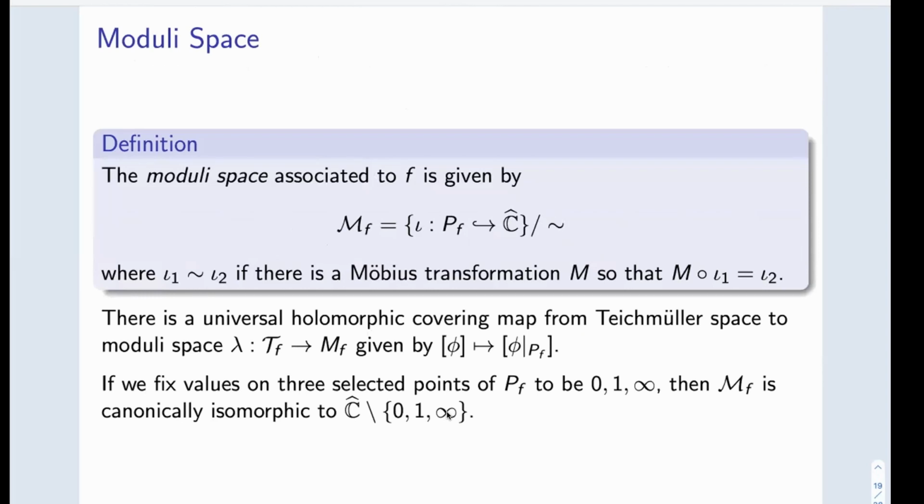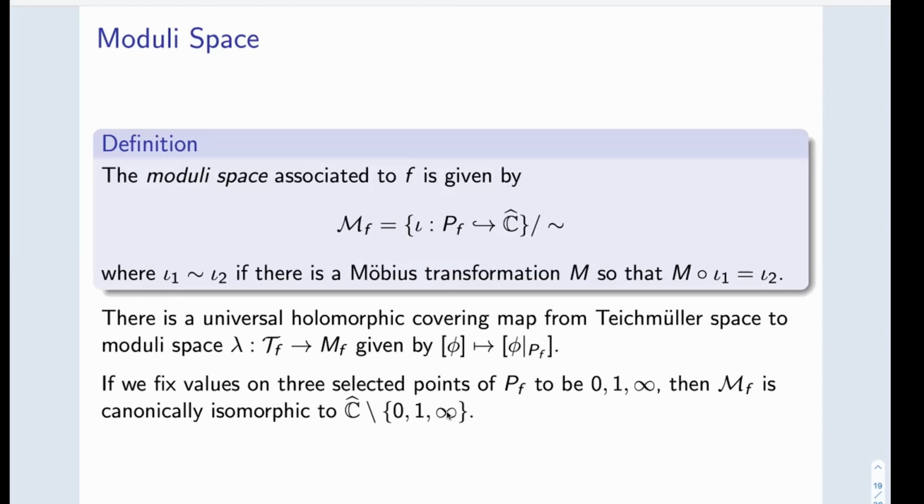But before we do that, I need to introduce an auxiliary space here that will be useful for our calculations, which is the moduli space. So the moduli space is just going to be the set of injections from our postcritical set, our 4 marked points, into the Riemann sphere. All right, and as usual, this is going to be quotiented out by things isotopic relative to the postcritical set, up to post-composition with Mobius transformation.